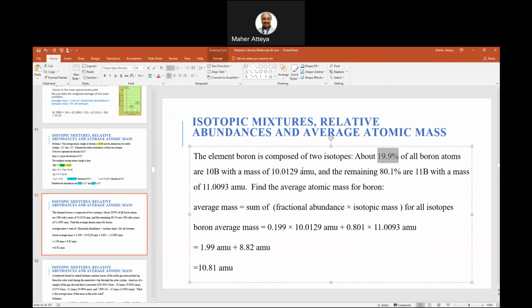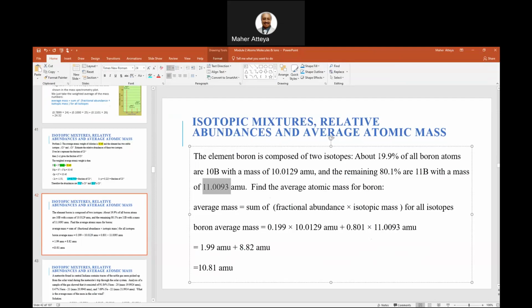All atoms are 10B with the mass of this as atomic mass. And the remaining 81 are 11B isotope with the mass of this. Find the average atomic mass. Well, the average atomic mass, we talked about it, correct? It gives you the whole abundance. You transfer the abundance into decimal, not 100%, divide by 100.